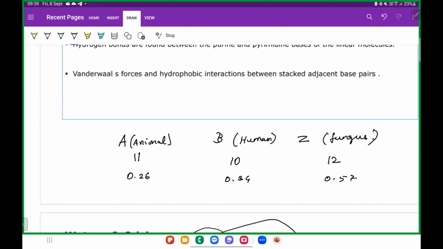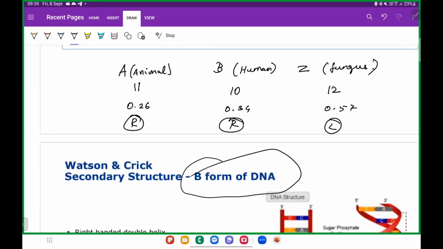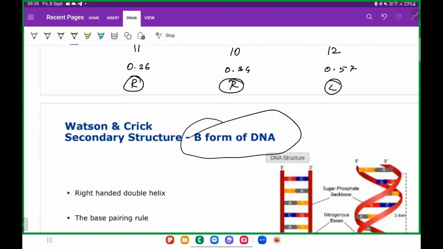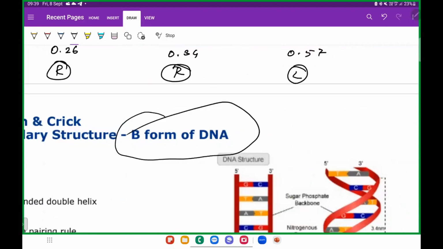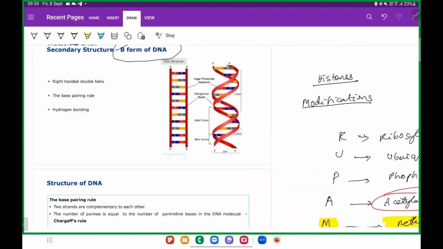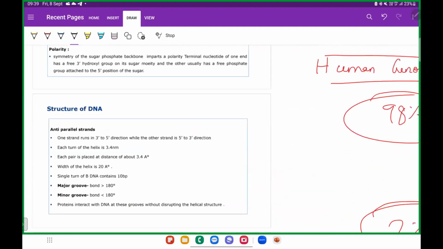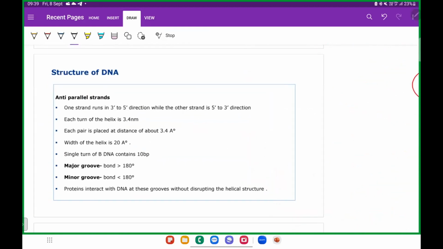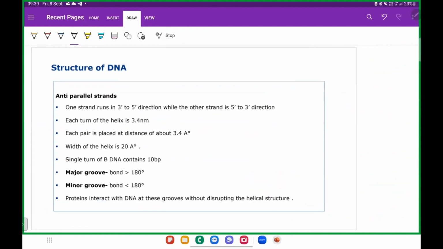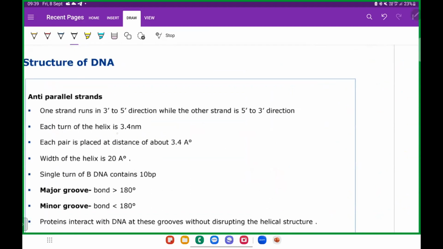And the next important thing you need to understand is that in humans it is going to be a right-handed helix. In animals also it is going to be a right-handed helix, whereas in fungus it is going to be a left-handed helix. So this is what I want you all to know. And the next important thing is the organic structure of your DNA. Whenever I break down your DNA, I find the pitch length is 3.4 nanometer. Each turn of your helix is 3.4 nanometer.